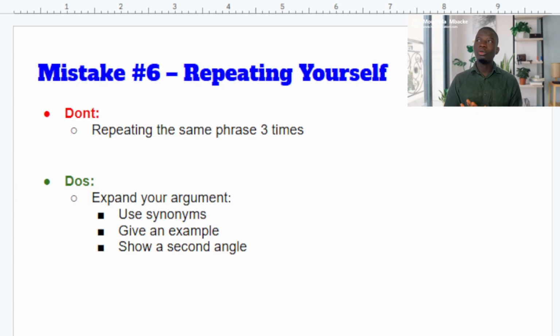Show a second angle. For example, if there is one way to see something, you can give another perspective. If you are writing for an issue, you agree with something, maybe if you still have time, you can give the opposing view and be like, okay, maybe some people think, and then you give the opposing view, and then you counter that view, and then you give examples. So there will always be something you can add instead of repeating yourself.